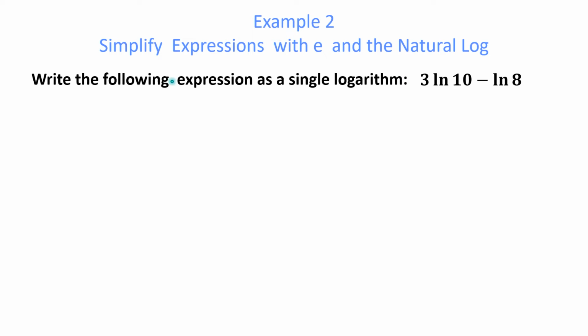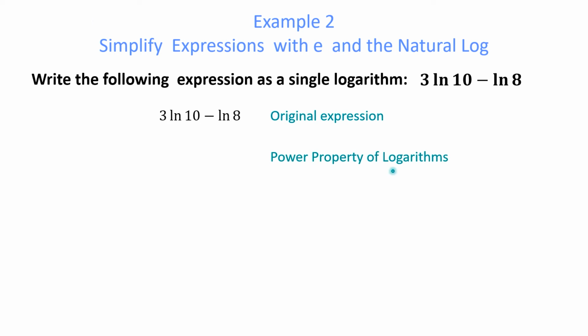Now, for example 2, we want to write the following expression as a single logarithm. So we have this expression here, which has two logarithmic terms. So we have 3 times the natural log of 10 and the natural log of 8. And we want to write this expression as a single logarithm. So the first thing we'll do is, the first term, we can use the power property of logarithms to write the 3 here as an exponent of 10.